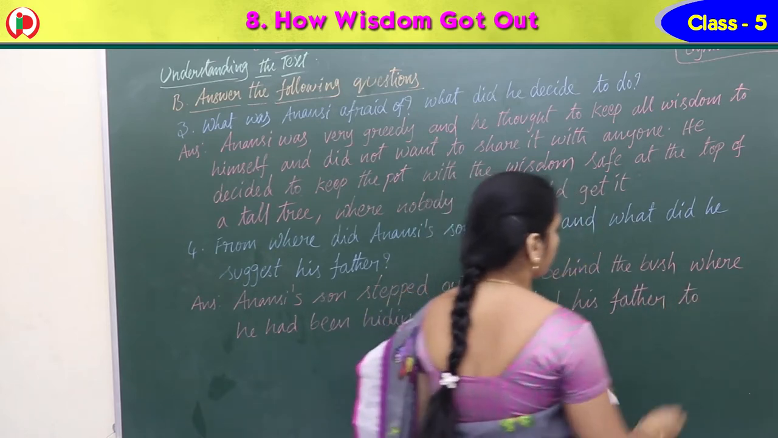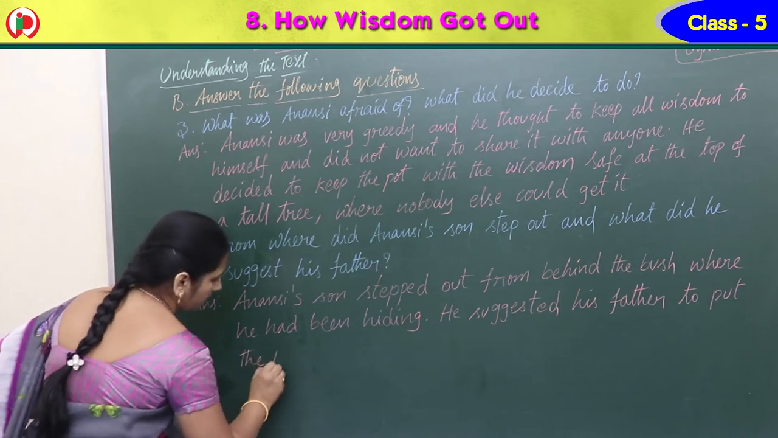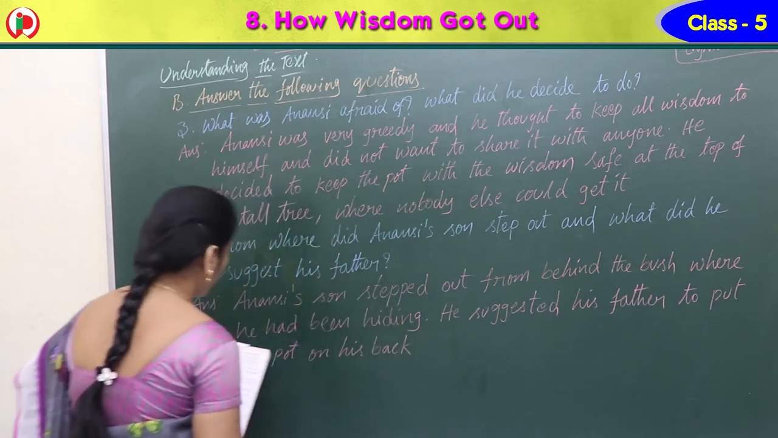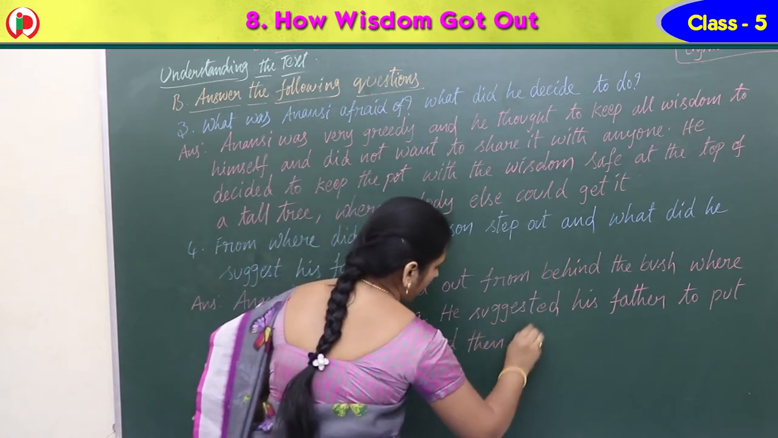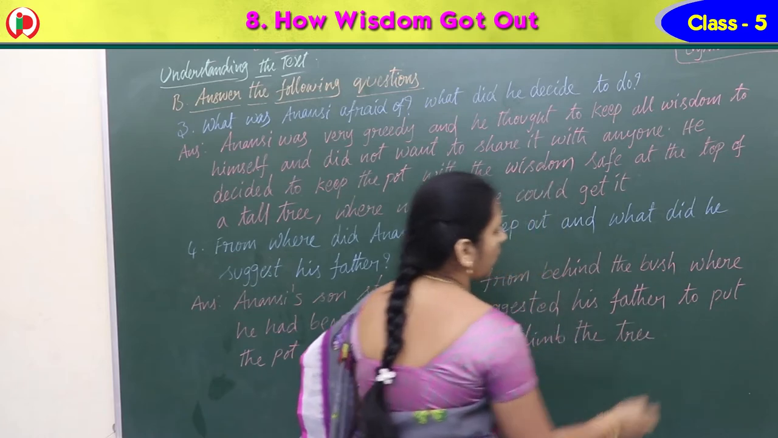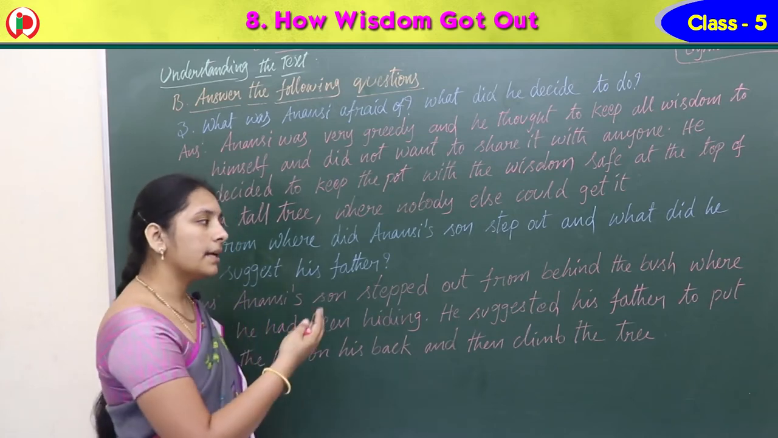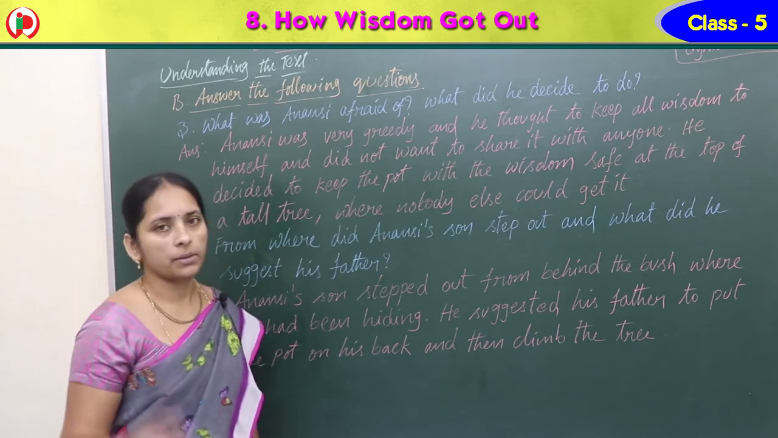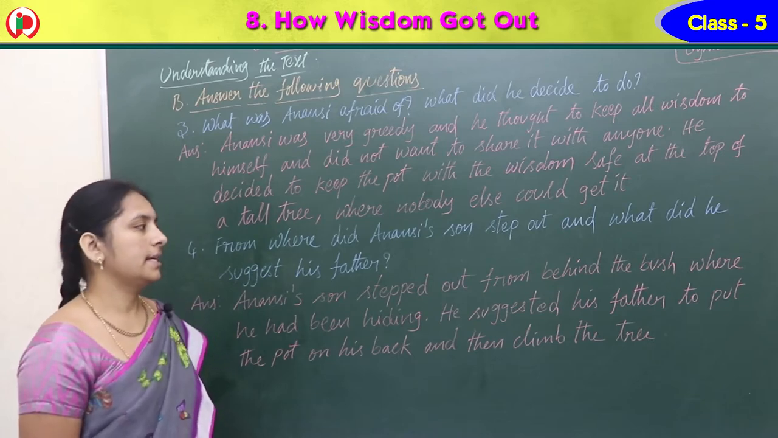He suggested his father to put the pot on his back, and then climb the tree. So up to that, Anansi kept that pot in front, because of that he fell down, right? Now his son has given the suggestion, yes, you keep your pot on your back, then you can climb the tree easily, that he suggested. That is also one type of knowledge, isn't it? Yes. So this is the answer.